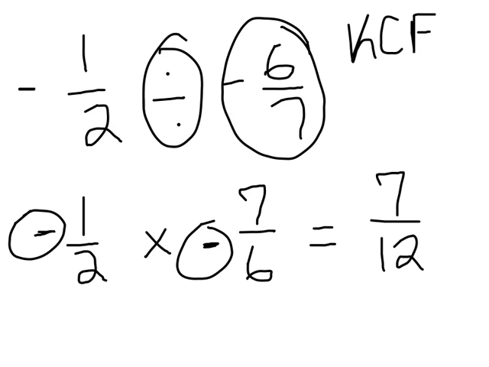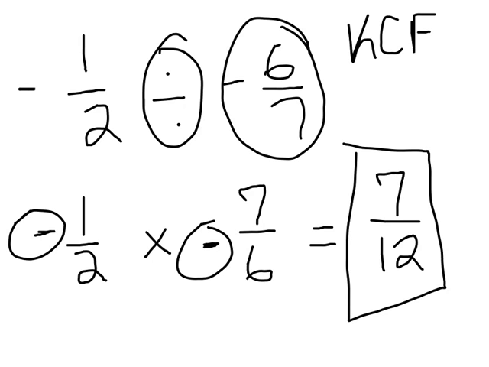Now let's see if I can reduce that. 7 is not divisible by 2, but 12 is. 7 is not divisible by 3, but 12 is. If they're both not divisible by 2 or 3, you probably have a simplified fraction.